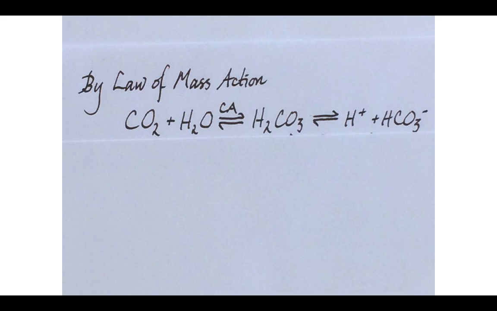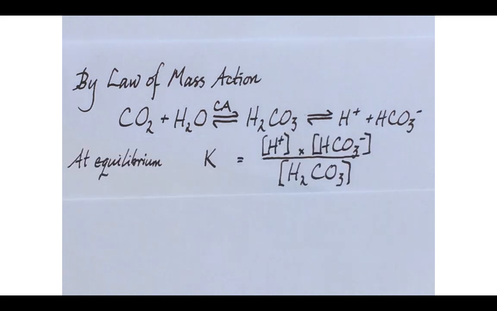Carbon dioxide dissolves in water and slowly, spontaneously, or rapidly under the action of carbonic anhydrase is converted to carbonic acid, which can dissociate into hydrogen ions or protons and bicarbonate ions. By the law of mass action at equilibrium, we can define an equilibrium constant K, which is equal to the product of the hydrogen ion and the bicarbonate ion concentrations divided by the concentration of carbonic acid.